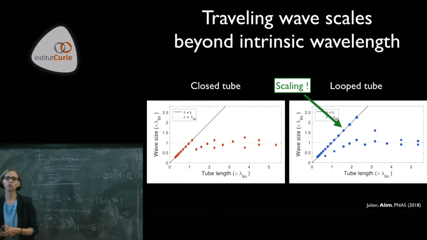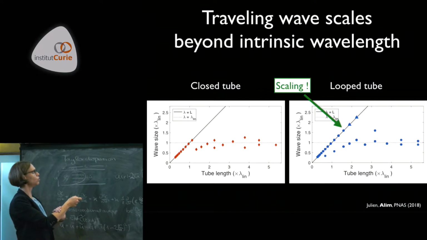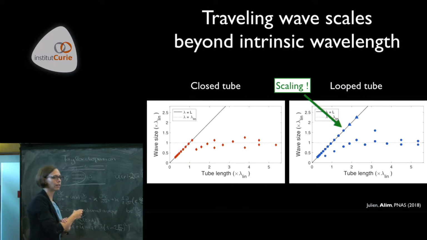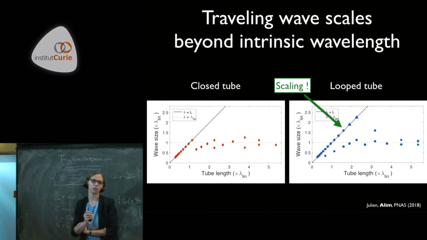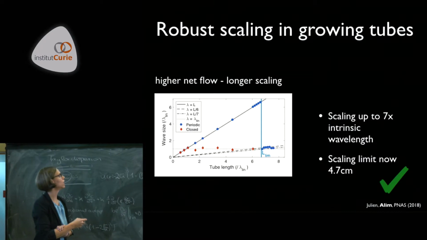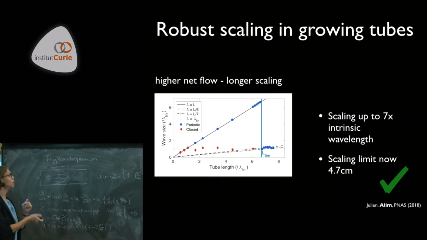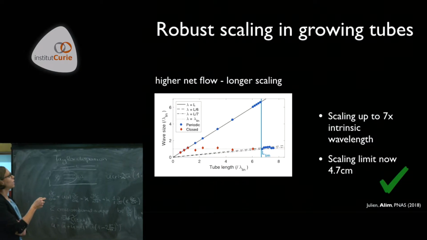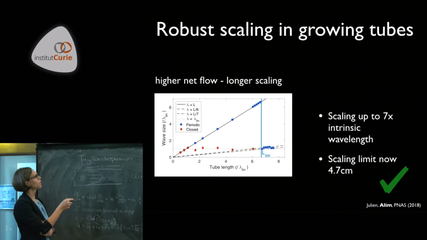Because if you look at a loop tube, so periodic boundary conditions, then all of a sudden we do find data points that happily scale along that black line that shows scaling. And the key thing is we can get this reproducibly. We get this reproducibly if you take a tube that's smaller than the intrinsic wavelengths and we slowly grow it. And if we do that, then all of a sudden we can have the wave that forms scale with system size up to about 7 times the intrinsic wavelengths.